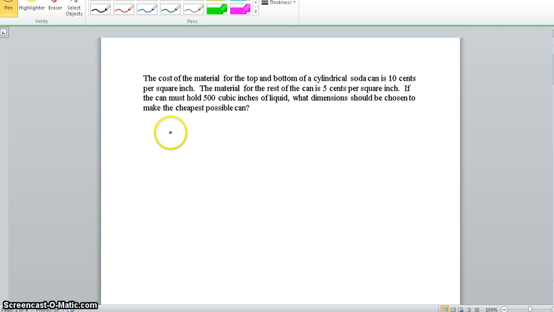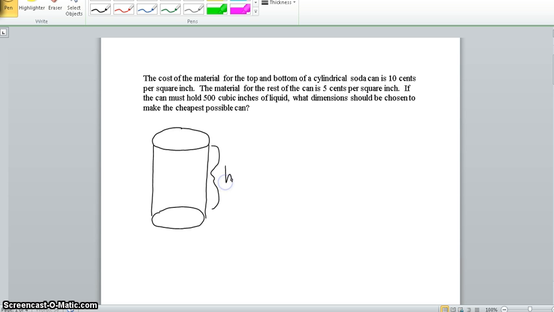And so we're told that our can is cylindrical, so maybe a picture helps. I don't know, they always say a picture helps, so we'll go with that. We can try to sketch out a cylindrical can. Our cylinder has some height, we'll call h because it's not given, and some radius we'll call r because it's not given.